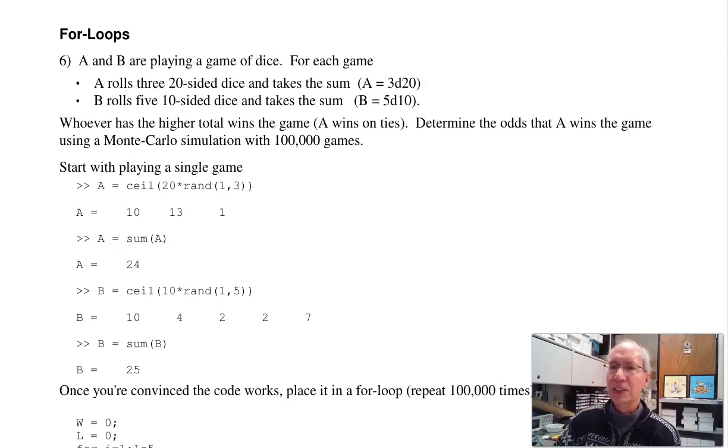So start out with playing a single game. Here I want to roll 3 20-sided dice. That's what this code does. I generate 3 random numbers times 20, rounded up, and I get 3 numbers between 1 and 20. Here's the sum of those numbers. Roll player B. This is 5 random numbers between 0 and 10, rounded up, gives you numbers between 1 and 10. Here's the sum. So that's A rolled the dice one time, B rolled the dice one time.